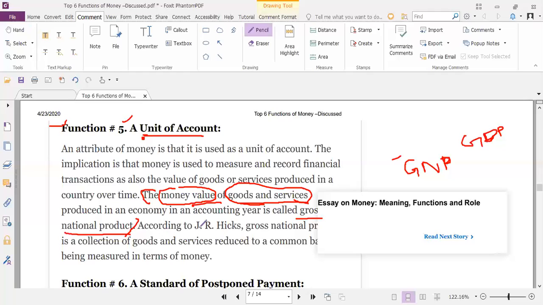According to the economist J.R. Hicks, a very popular economist who has given many theories in macroeconomics, gross national product is a collection of goods and services. So he says that GNP is a collection of goods and services reduced to a common denominator, being measured in terms of money.